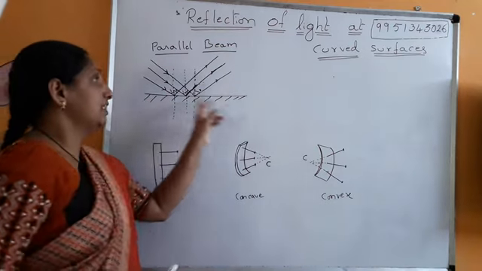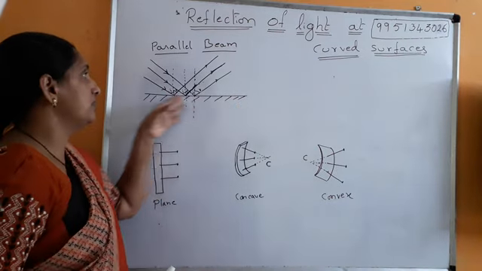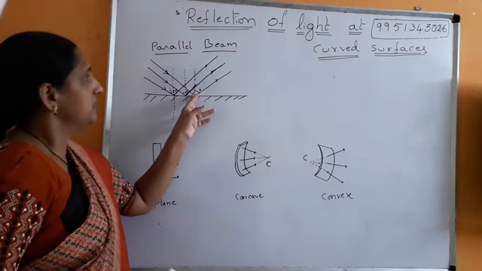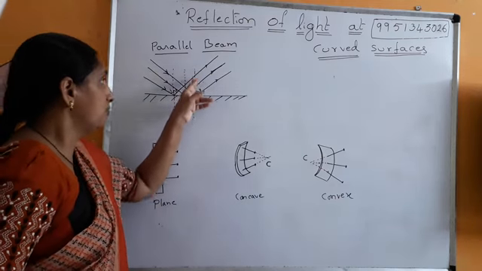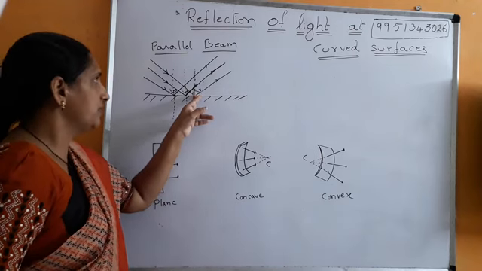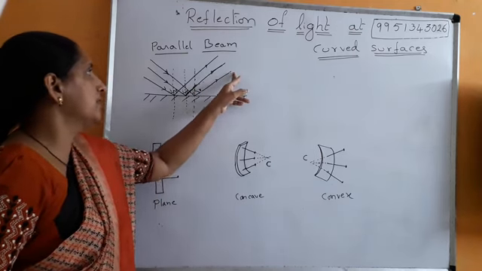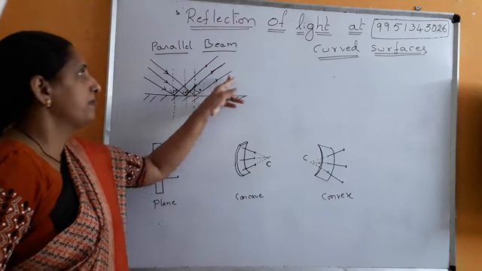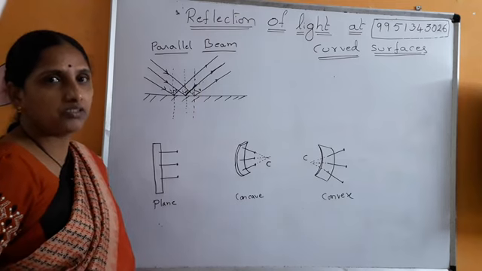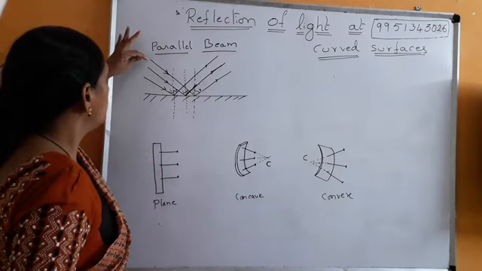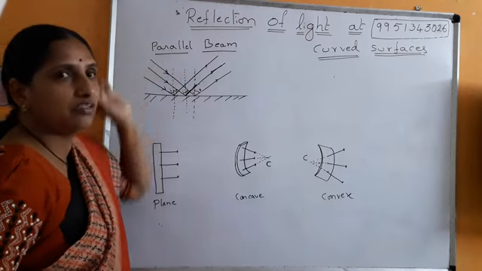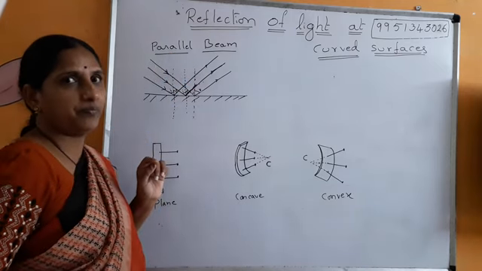In yesterday's class we have seen that if there is a plane mirror on which a light ray is incident, at the point of incidence you have to imagine a normal, and from there the ray is reflected back into the same plane, making the same angle. Angle of incidence is equal to angle of reflection. There we took only one ray.